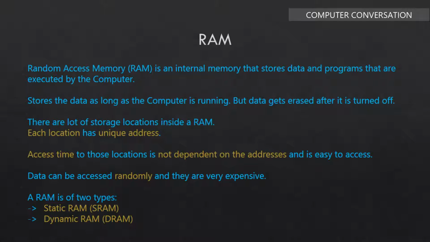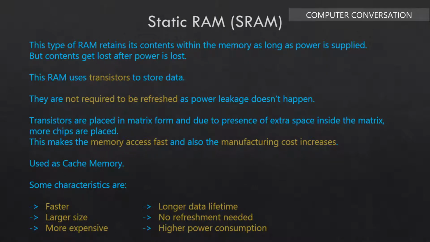A RAM is of two types, static RAM or SRAM and dynamic RAM or DRAM. Let me describe each of them. First one is static RAM or SRAM. This type of RAM retains its contents within the memory as long as power is supplied, but contents get lost after power is lost. This RAM uses transistors to store data and they are not required to be refreshed as the power leakage does not happen.